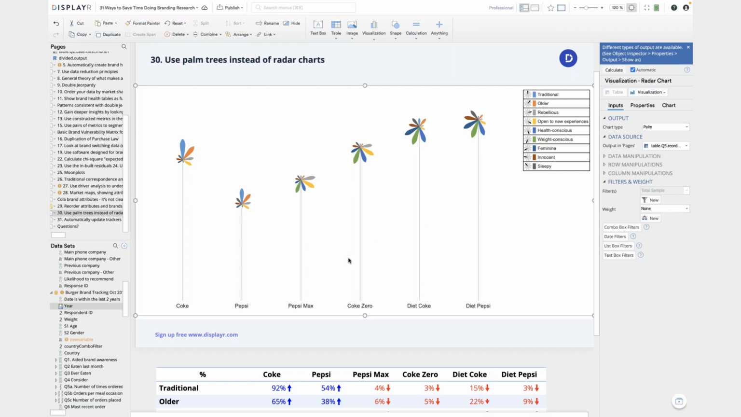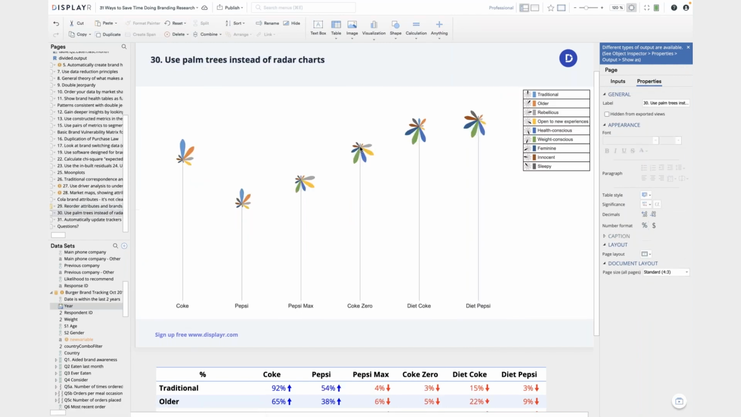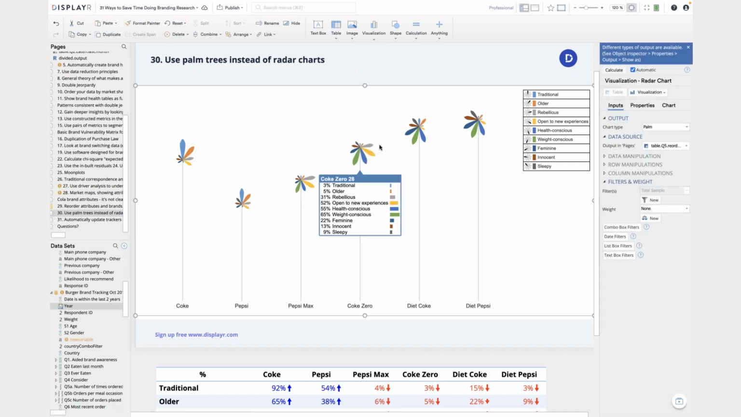This has a few advantages over the radar chart. One is it works for many more brands. The radar charts, when you've got too many brands or too many attributes, quickly become unusable. These palm trees scale much better because most of the information is in the tooltip, not the general shape. The second thing is they allow you to show the brand effect by the height of the palm tree, which can be useful.